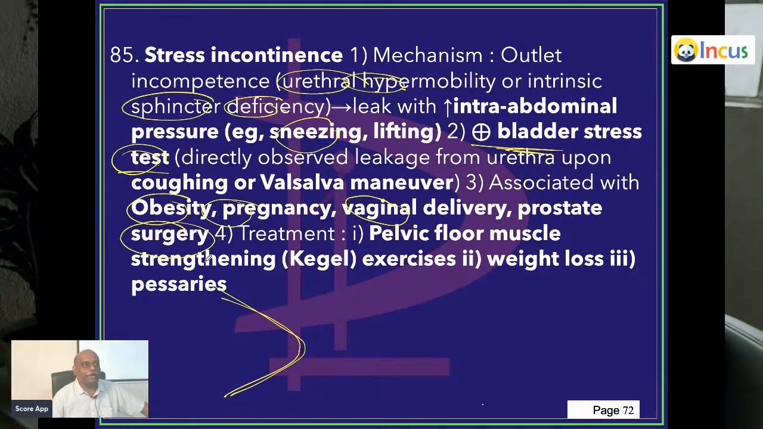Any obesity, pregnancy, vaginal delivery, or prostate surgery in men can also lead to stress incontinence. And how do you treat? Basically, pelvic floor muscle exercises. So every obstetrician should also be a yoga teacher. After the delivery, what are the yoga exercises that will strengthen the pelvic muscles back so that all these problems will not come? They are called Kegel's exercises, weight loss. And the last resort is to put pessaries.